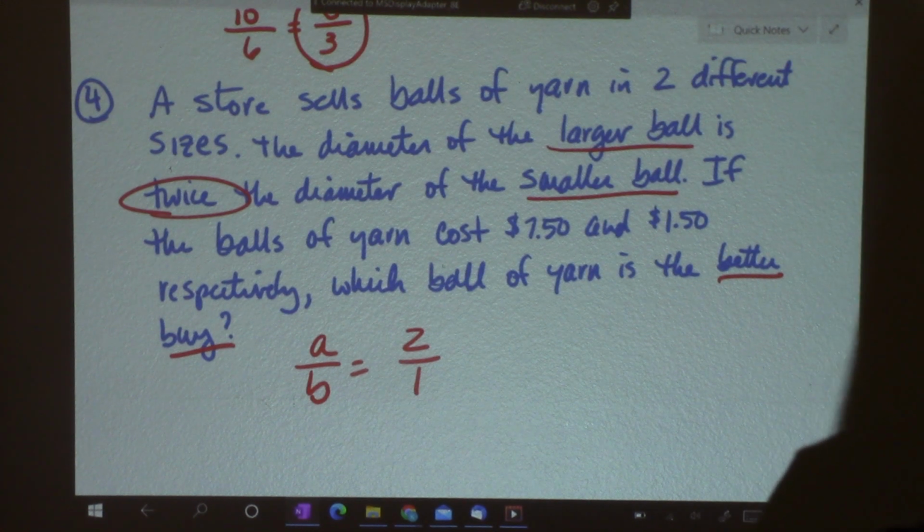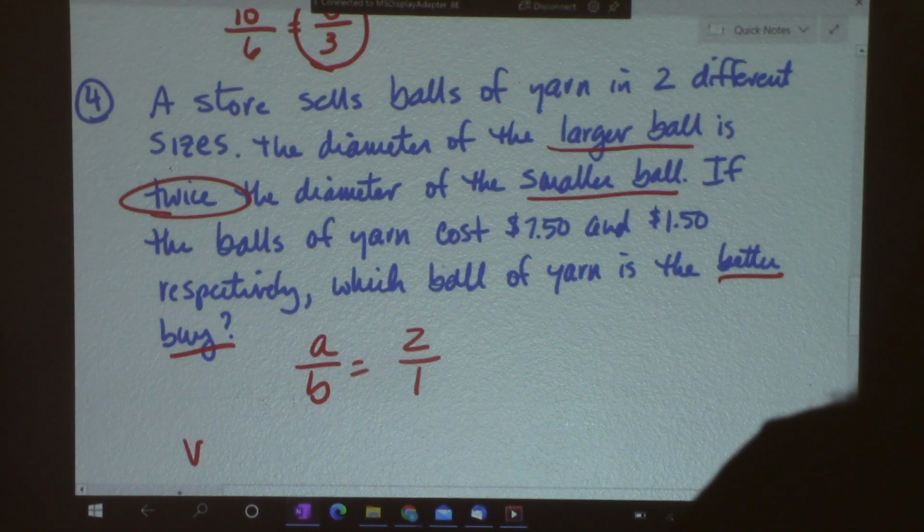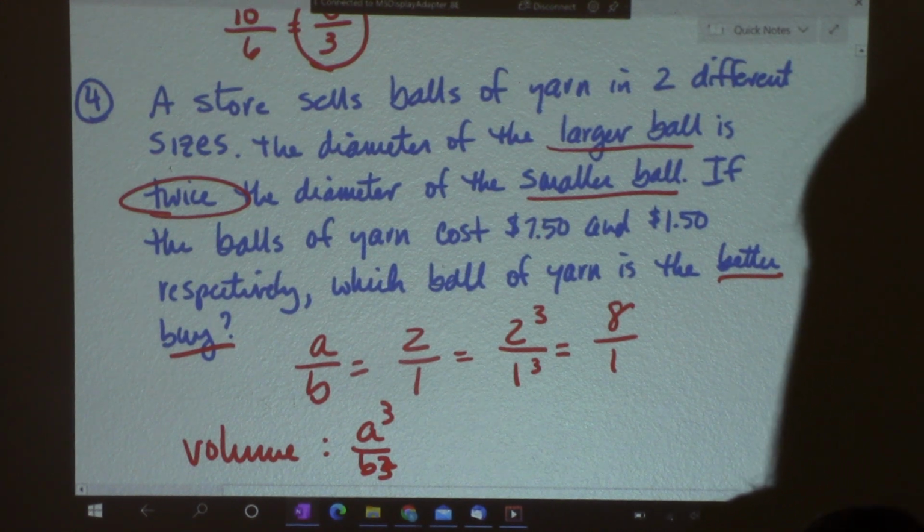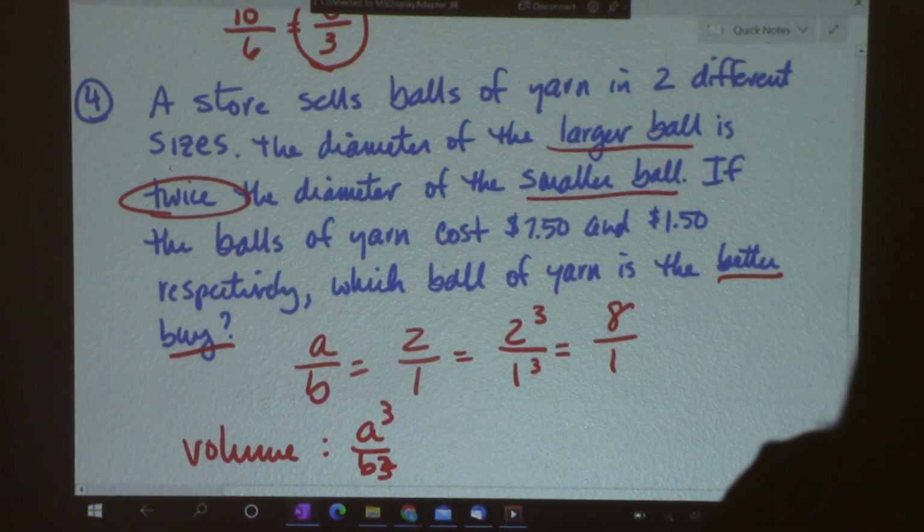So if I know I need to use the volume, I have to cube it, right? A cubed over B cubed. So I'm going to do that. 2 cubed over 1 cubed, which works out to be 8 to 1. Okay? So that is the ratio of the size of volume. The bigger ball of yarn has 8 times more yarn in it.